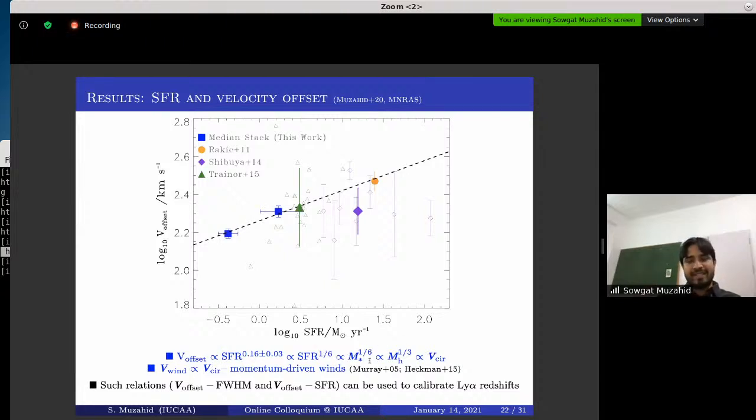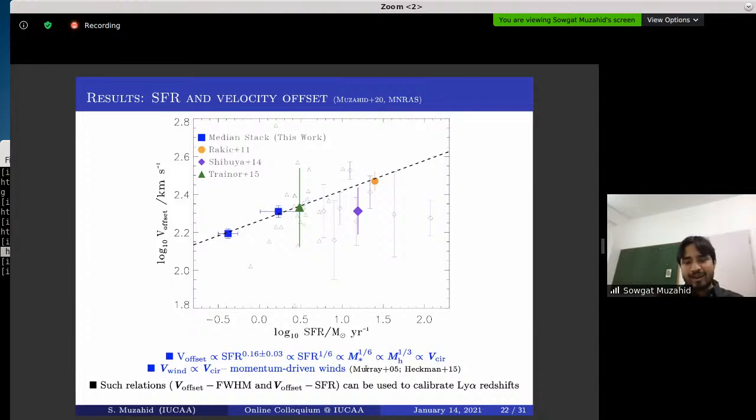But apparently this line can be explained as velocity offset is proportional to star formation rate to the power 1/6. And again, if you assume that they are actually probing the star forming main sequence, then it will be like stellar mass to the power 1/6, which is like halo mass to the power 1/3, and that is proportional to the circular velocity of the halo. And if you look at the momentum-driven winds model by Murray or Heckman et al., their wind velocity is proportional to the circular velocity of the halo. So it's actually all coming together consistently.